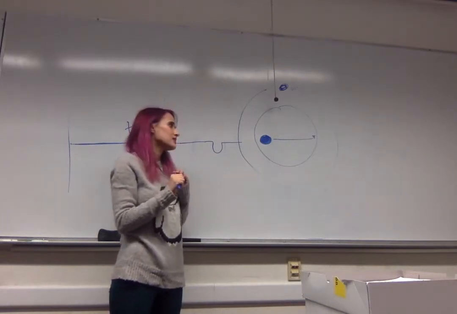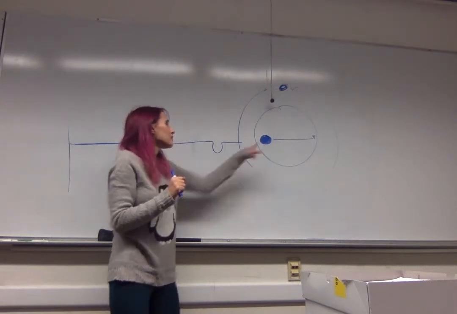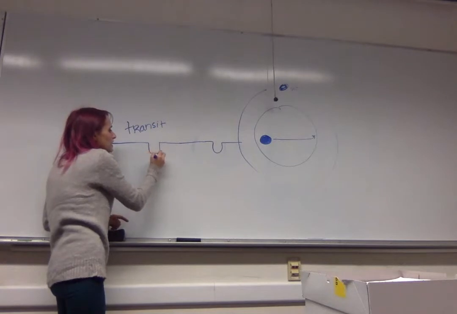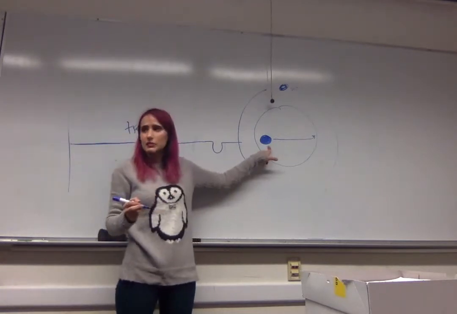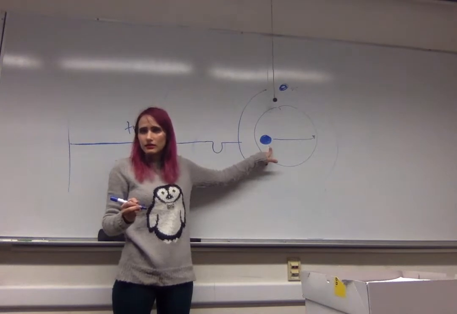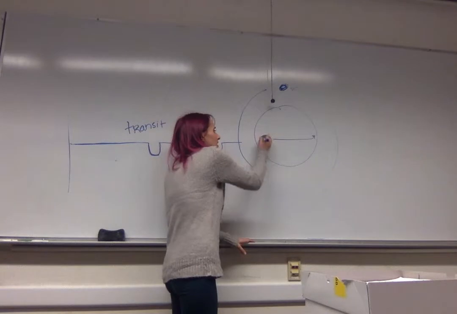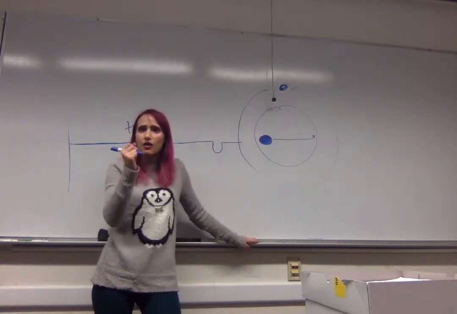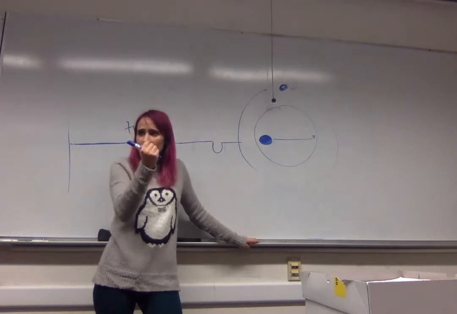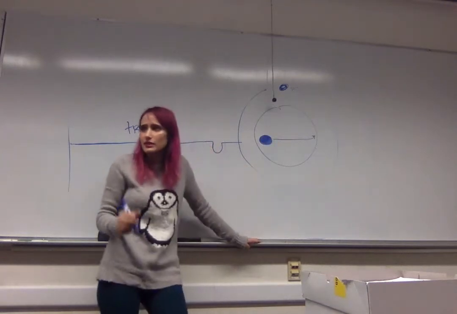So from how much dimmer the star gets, we can get an idea of how big this planet is, right? Because it's a fraction. This planet is blocking some fraction of the light. And if we know how much of that fraction is being blocked, then we can say, okay, we know how big this planet is compared to the size of the star.